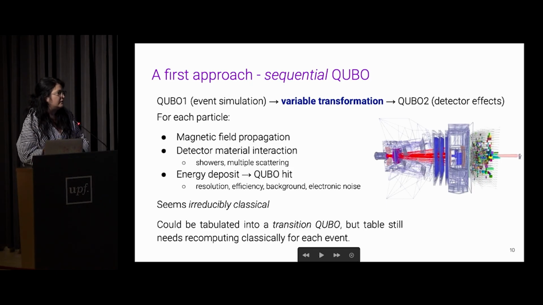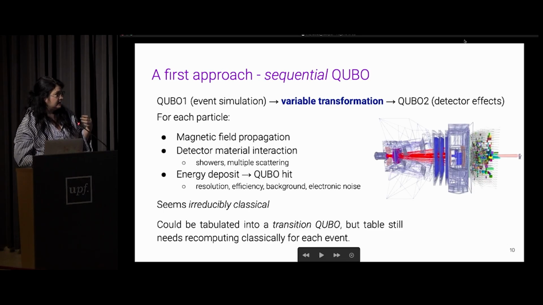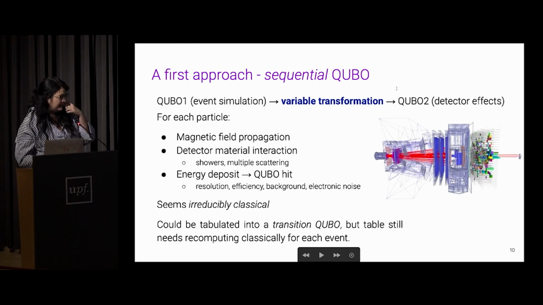You have to take into account material interaction, multiple scattering, resolution effects, detector effects, a lot of particle physics things that are very important for precision measurements. So at first, this really seemed like the way to go. My conclusion for this slide is it could be done, but we would be, again, on square one, because I really don't think this can be done in a quantum way or an analog quantum way.